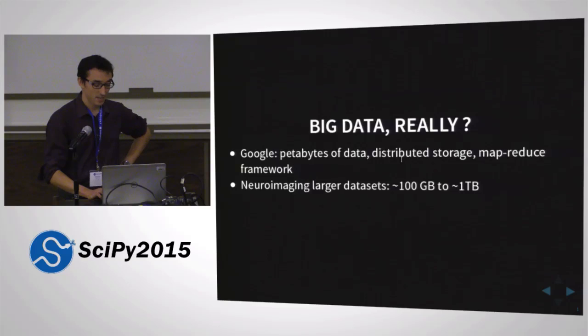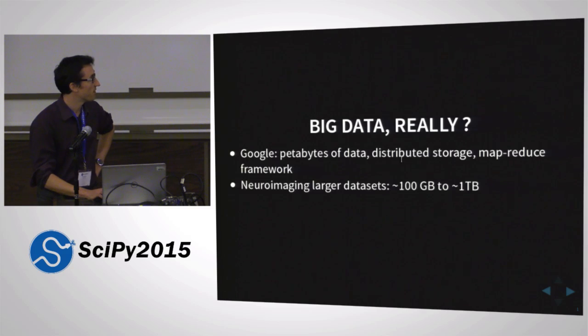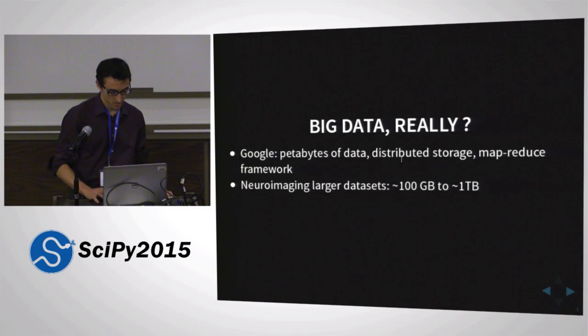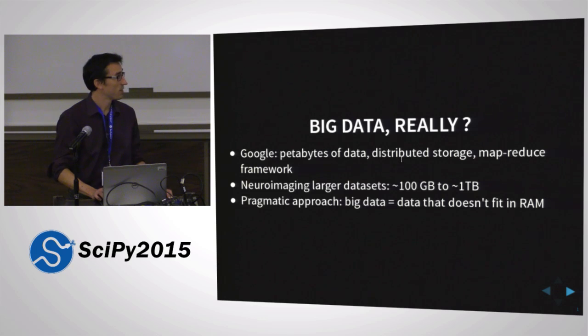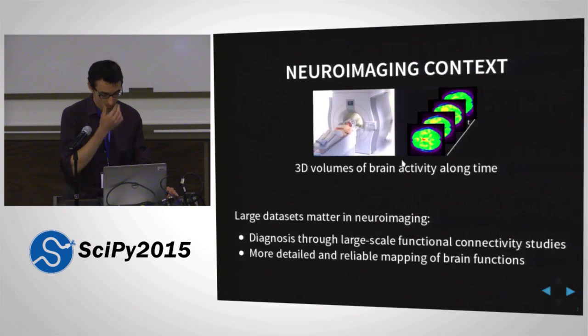We're not Google. So basically, in our case, in MRI datasets, we have from a few hundred gigabytes to at most a few terabytes of data. And I suspect that's the case for a lot of people. Not that many people have datasets like Google, I guess. So in this talk, I'm going to take a pragmatic approach. When I say big data, you can just replace it by data that doesn't fit in your RAM.